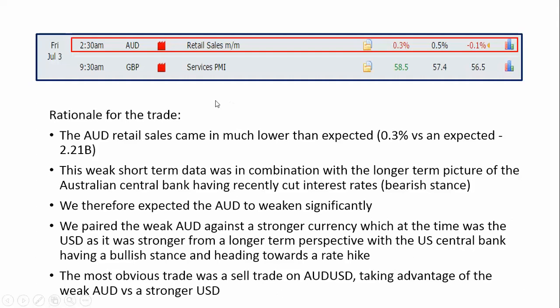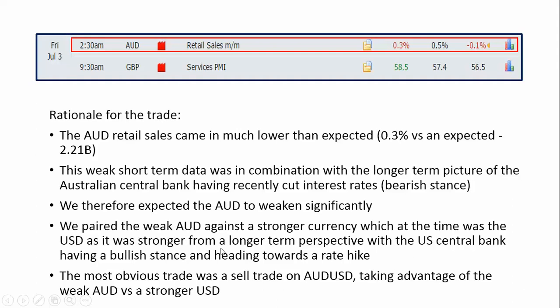This weak short-term data was in combination with the longer-term picture, with the Central Bank of Australia having recently cut interest rates. So not only was this short-term data bad, it was in sync with the bigger picture, i.e. the Central Bank of Australia, the RBA, having recently cut rates and having a very bearish outlook on their economy. So ultra weak Aussie dollar right now. And we therefore expected the Aussie dollar to weaken significantly after that bad data point.